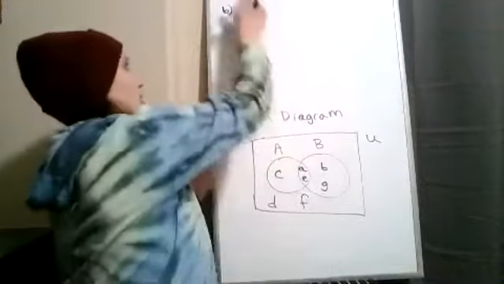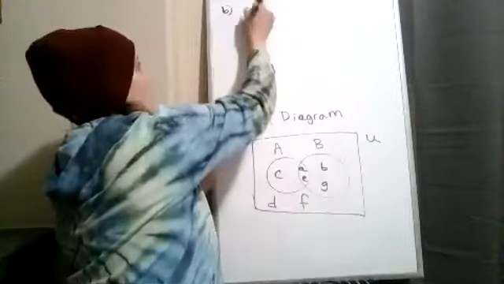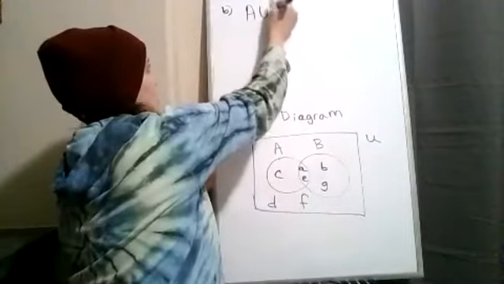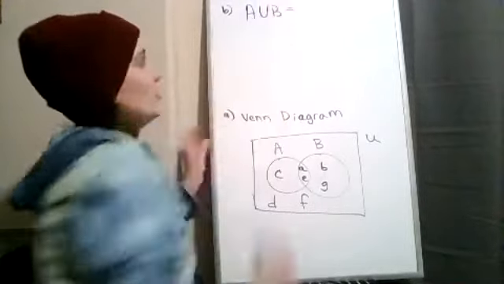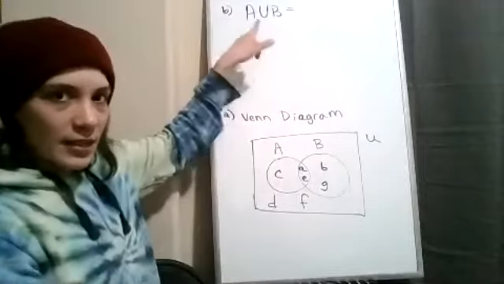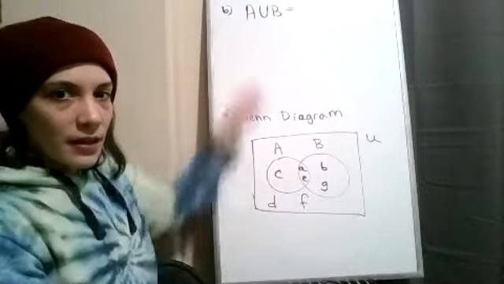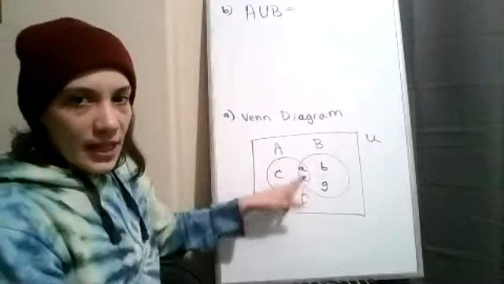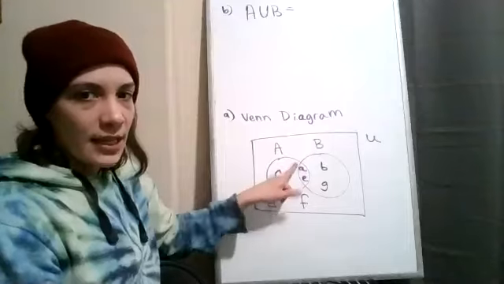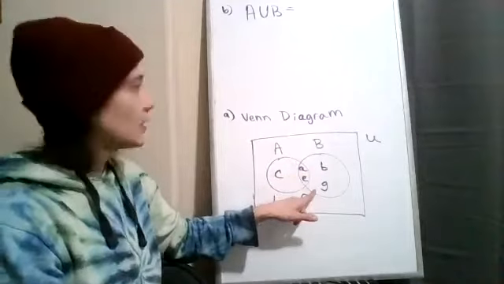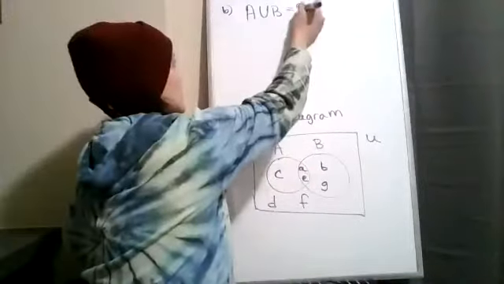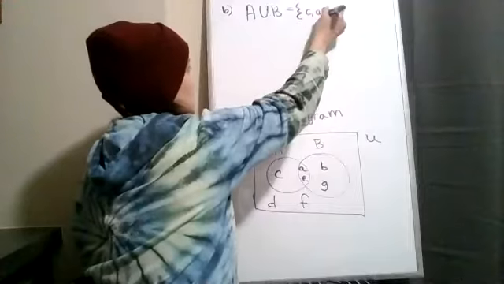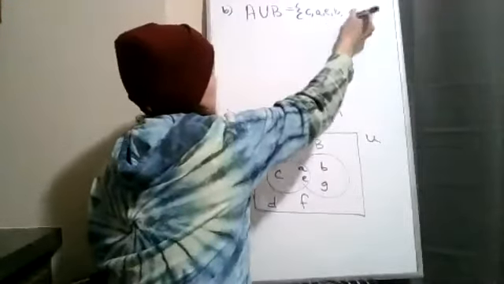Let's just put this stuff down. A, B. Okay, so the union is elements that are in A or B. So this set with that set will have C, A, E, B, G. And then close the set.